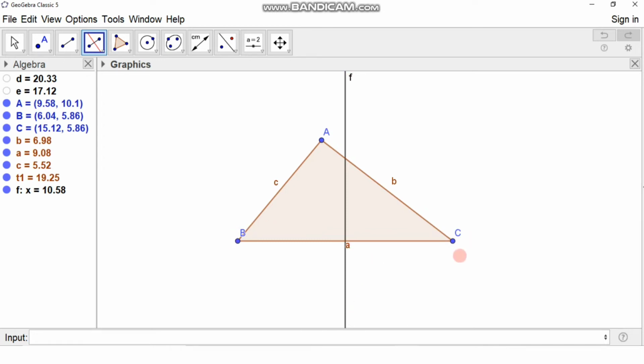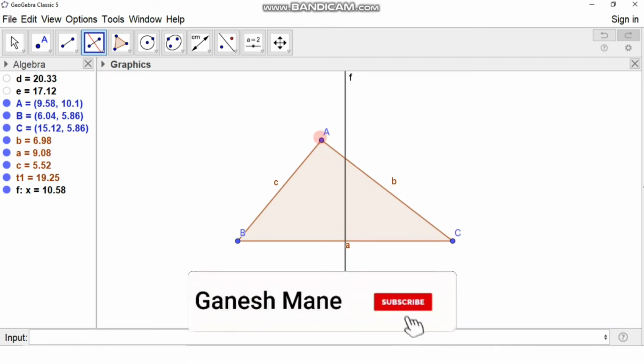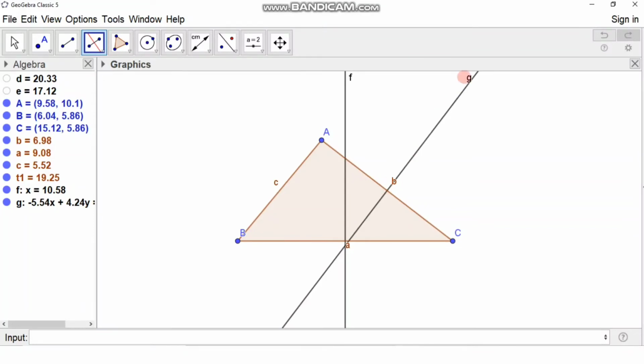In the same way, we are going to draw the perpendicular bisector of another side of this triangle. Let's draw the perpendicular bisector of side AC. For that, click on point A, then on point C. This is the perpendicular bisector, that is, line G is the perpendicular bisector of AC. Now the point of intersection of these two perpendicular bisectors is in the exterior of the triangle.